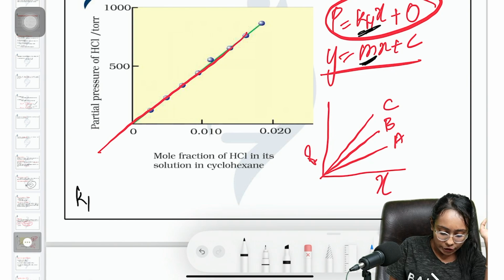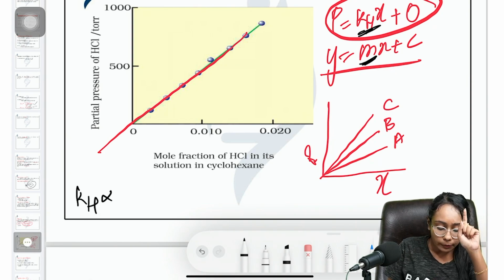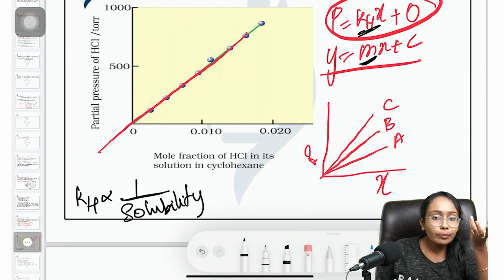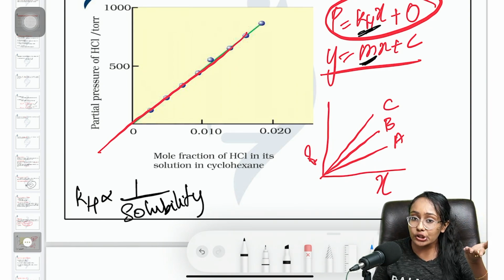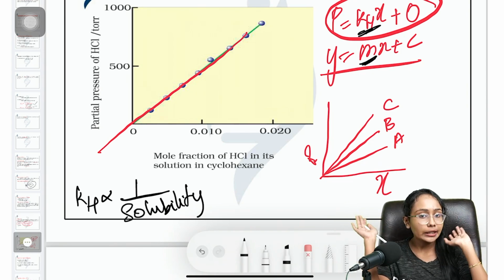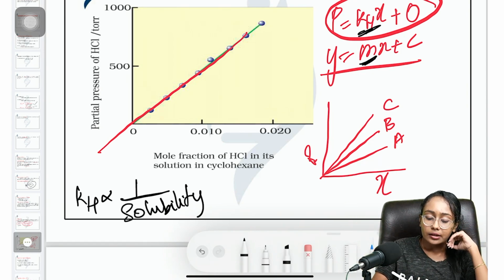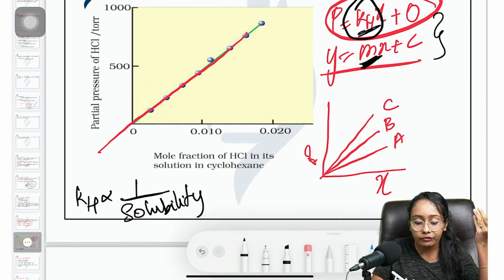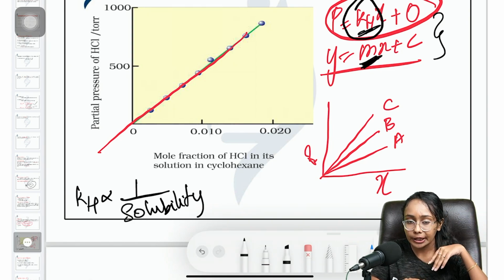Kh is directly proportional to 1 by solubility. Or we can say that Kh is inversely proportional to solubility. So as Kh increases, solubility decreases. As Kh decreases, solubility increases. So comparing these two equations, we can see that in the place of slope, or in the place of m, we have Kh here. So we just need to find the slope of A, B and C in this particular graph.